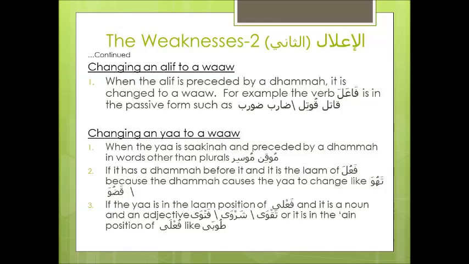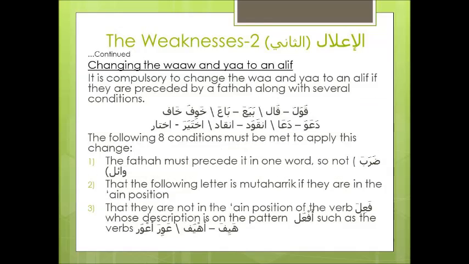If the ya is in the lam position of fa'ala and it is a noun and an adjective, as in fatwa, sharwa and taqwa, or it is in the ain position of fu'ala, like tuba.